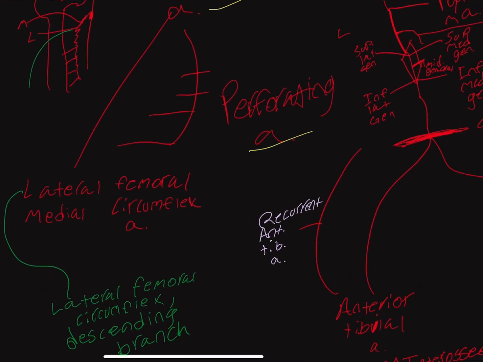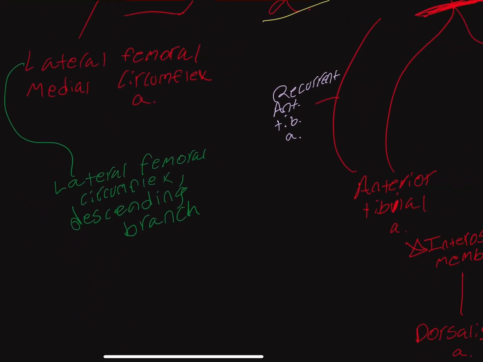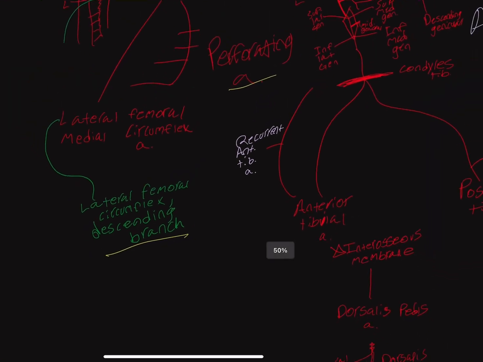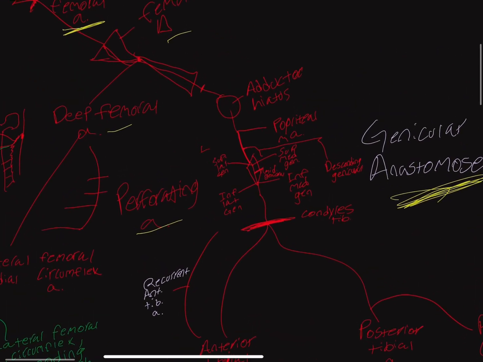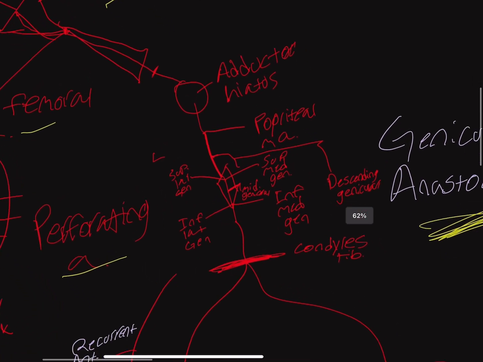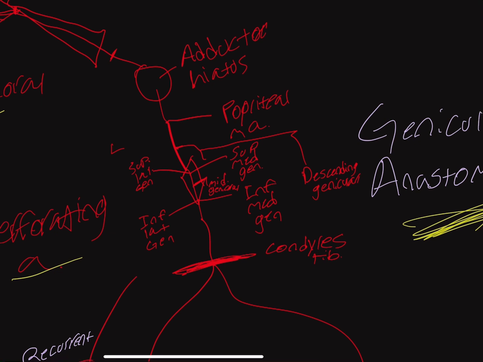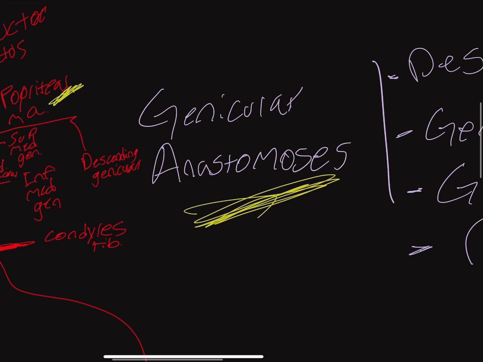That's going to split into your perforating arteries, your lateral and medial circumflex arteries, and then from that lateral circumflex artery, you're going to have the lateral femoral circumflex, the descending branch. And that's important because that's going to come here and go to the genicular anastomosis, right? So back to the femoral artery. Once it passes the adductor hiatus, it's going to become the popliteal artery, right? In that popliteal fossa, the genicular anastomosis is going to be created.